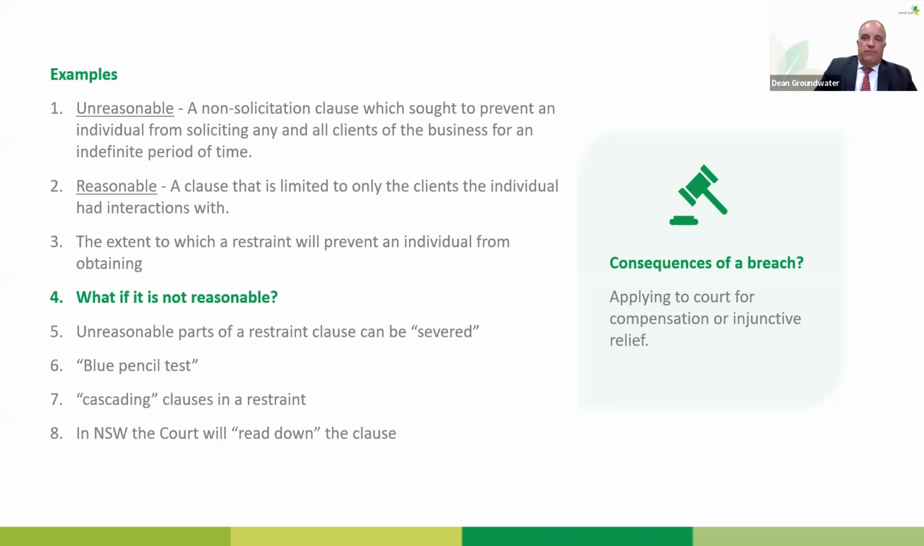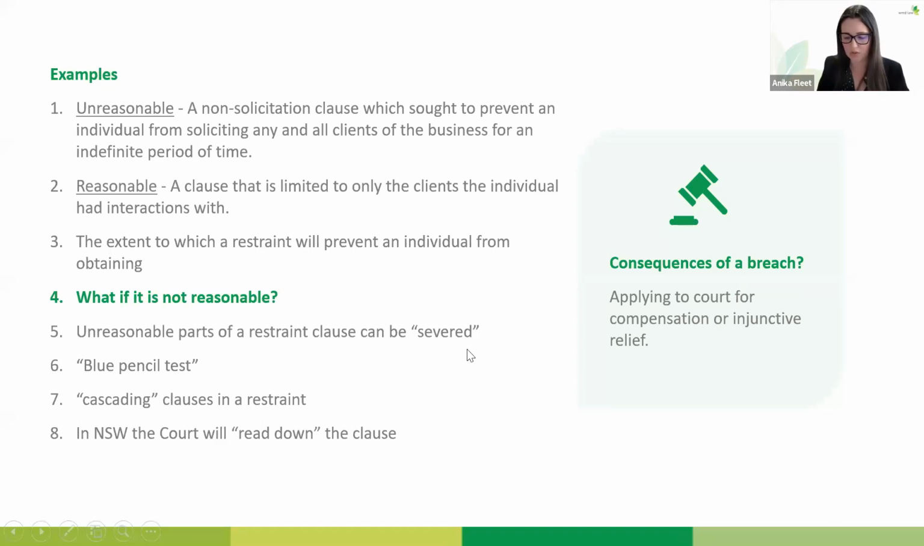In other states, if part of that clause is struck out, the clause doesn't operate, and hence, if 24 is found to be too long, the court then looks at the next, is 12 months too long, strikes that out, and it gets down to the next one. So yeah, cascading clauses are imperative in other states, but not necessary in New South Wales.